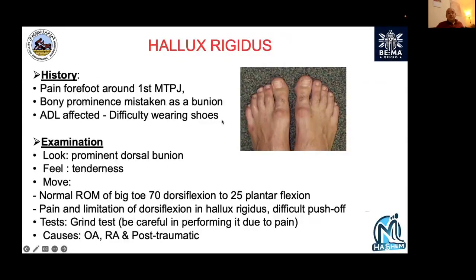The normal daily activities will be affected, especially wearing shoes, running, jogging, whatever the patient needs a push off for, will be limited by the Hallux rigidus. When you start to examine this patient, it's very simple, you can spot from here the dorsal bunion, very prominent, as you can see in this picture.